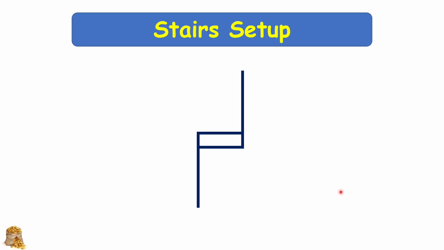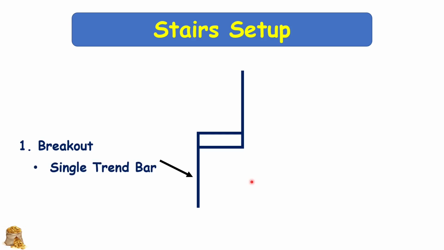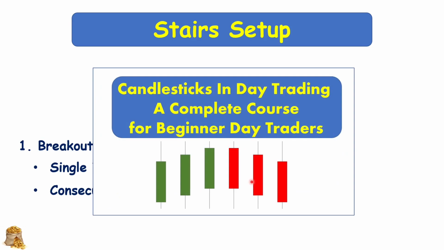In terms of the first leg of the breakout, let's take uptrend for example. There are two scenarios for the breakout. The first is there's a single trend bar, which means there's a bull bar which is very big, and normally it's 2 times bigger than all the bars on its left. The second scenario is there are consecutive bull bars, one by one. There's no bear bar in between. To get more details on what a single trend bar is and what consecutive bull bars are, I have another video, which is the candlesticks in day trading. It's a complete course for beginner day traders, so you can refer to that video.